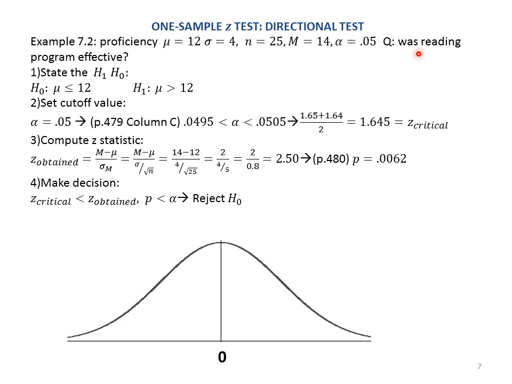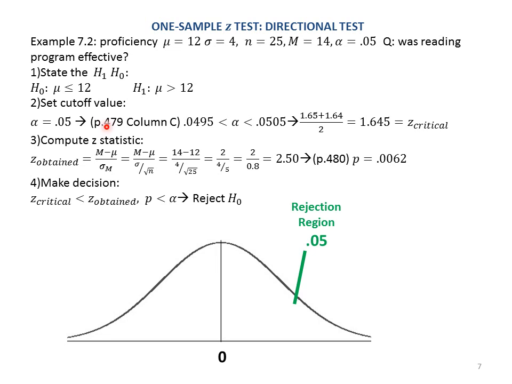And the question is, was the reading program effective? So if the reading program was effective, the mean should be higher than the population mean. So that's our alternative hypothesis. The mean is larger than 12. And to contradict this hypothesis, the null hypothesis should be the mean is equal to or smaller than 12. And the second step is to set the cutoff value. Our alpha level is 0.05, and that's our rejection region.